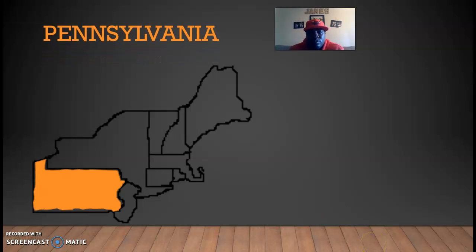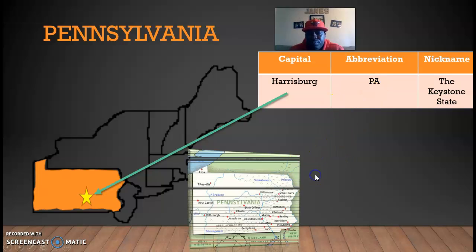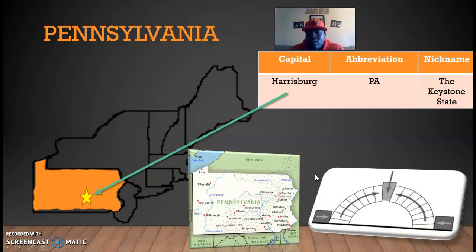Pennsylvania. Kind of like New York, a lot of people probably think like Philadelphia or Pittsburgh is the capital of Pennsylvania. It's actually Harrisburg. And PA is the abbreviation, not PE. And it is known as the Keystone State.